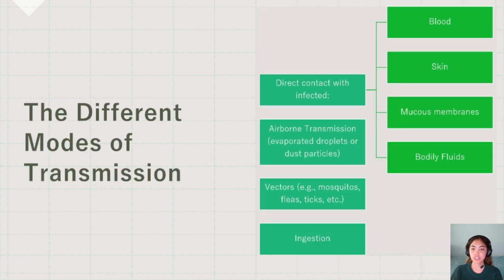So, in general, the different modes of transmission are direct contact with someone who's infected, such as through their blood, skin, mucous membranes, or bodily fluids. Airborne transmission, such as evaporative droplets or dust particles. Vectors, so these are living organisms that are infected and may bite us and we get it as well. So, mosquitoes, fleas, ticks are good examples. And finally, ingestion. So, if you're a little child and maybe you've thought it would be good to have a fistful of dirt in your mouth, you may have ingested a pathogen while doing so.